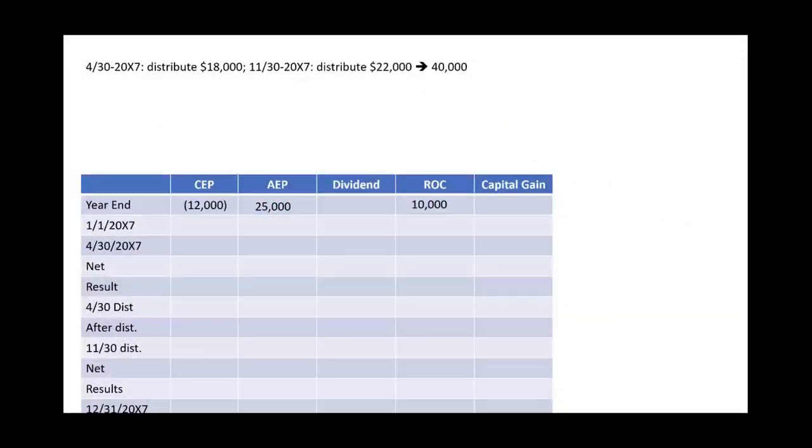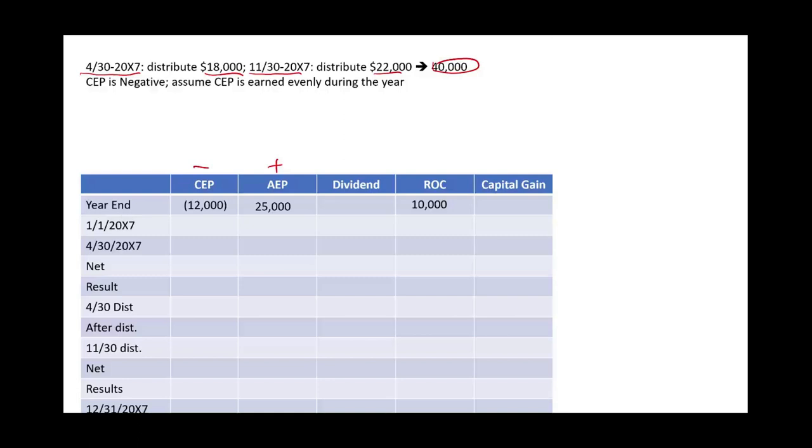We have negative CEP and positive AEP. We made a distribution on April 30th of 18,000. We made a distribution on November 30th of 22,000, total of 40,000. CEP is negative. When CEP is negative, what do we have to know? If CEP is negative, we allocate the loss equally over the year. Now, since it's 12,000, that's easy. We're going to allocate the loss over 12 months.